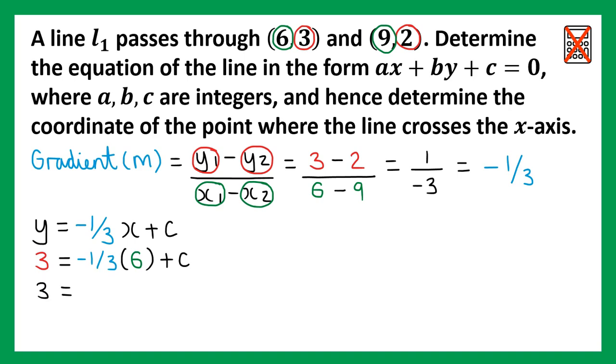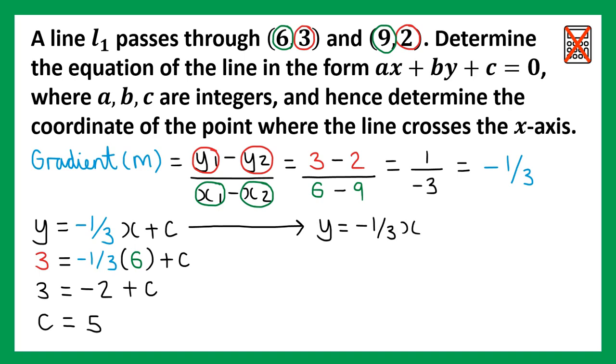Simplifying, 3 is equal to negative 1/3 of 6, which would be negative 2, plus c, and then adding 2 to both sides to find c gives me a y-intercept of 5. Rewrite the original equation, y equals negative 1/3 of x plus c, but include your y-intercept for c: y equals negative 1/3 of x plus 5.